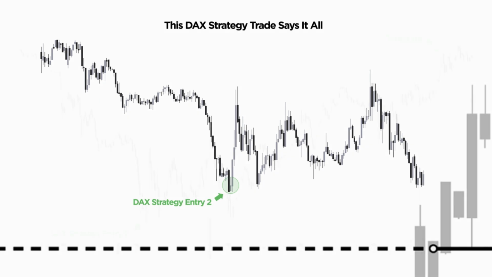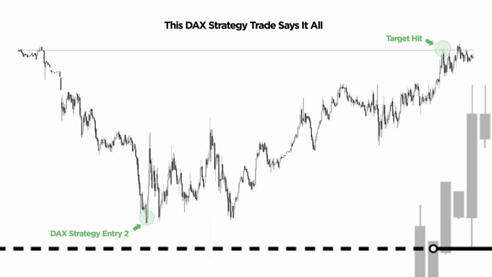And if I just zoom out here, I'll show you where the DAX strategy told us to place a target that day. And for those that don't know this, the strategy is completely mechanical and it tells us exactly where to get in, where to place a stop loss, and where to place a target. So if you did have the rules for the strategy, you were presented with this exact trade.